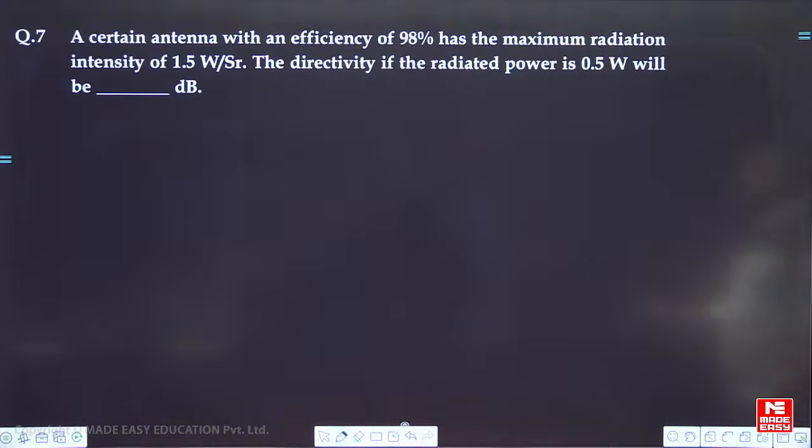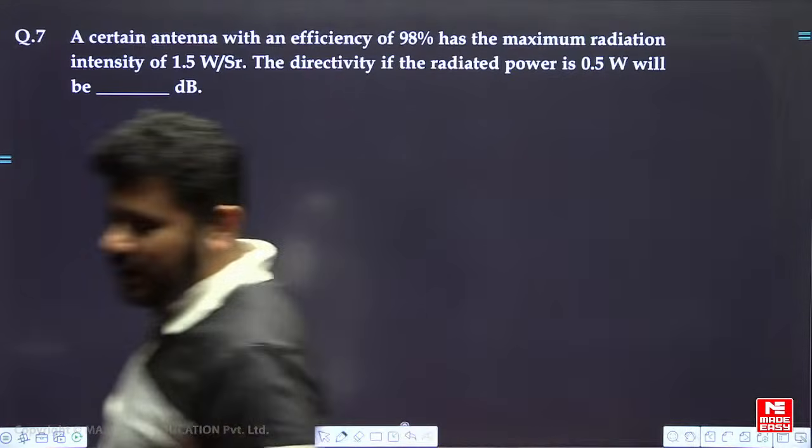Next, question number 7. A certain antenna with an efficiency of 98% has the maximum radiation intensity of 1.5 watt per steradian. The directivity if the radiated power is 0.5 watt will be how much dB, right. So let us see how many of you can do it.